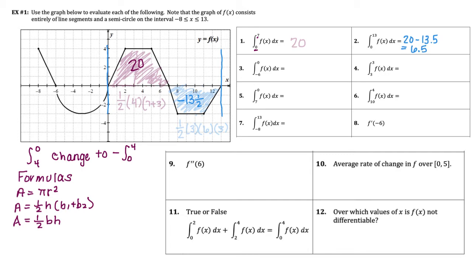Okay, and the same thing for number 3. We're going to go from -6 to 0. Again, let's go find those boundaries. -6 to 0, so we've got to break here to here.